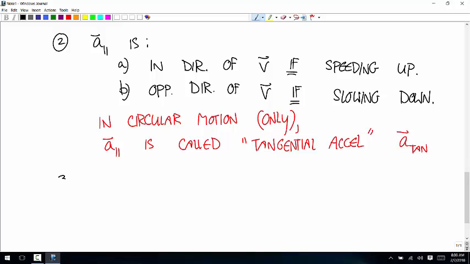And then third, A-perpendicular is toward the center of the circle. Toward the center of the circular path.